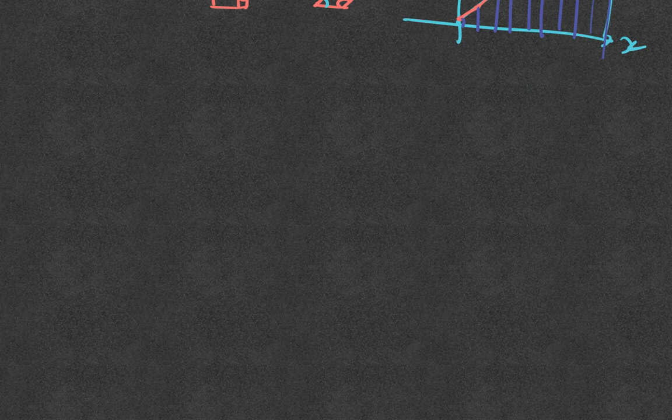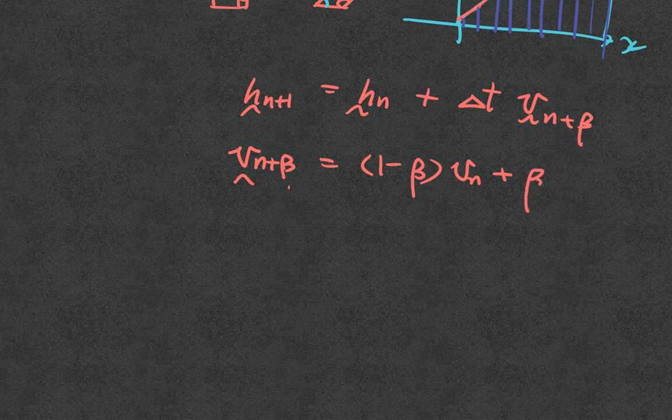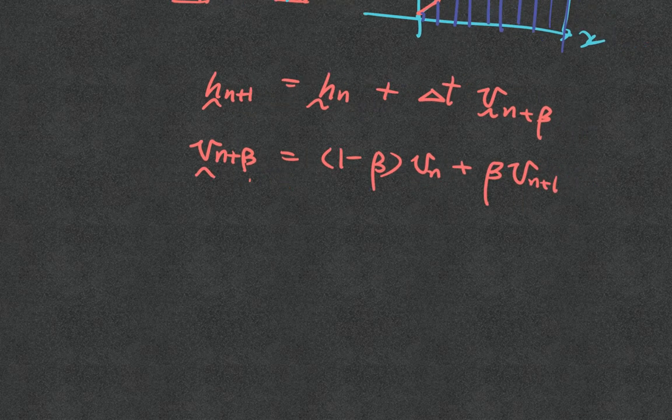So the generalized trapezoidal rule approximates hn plus 1 as hn plus delta t v n plus beta. Okay, I will explain what beta is later. And then I will have v n plus beta, they're all vectors, equals 1 minus beta vn plus beta vn plus 1. Okay, so that beta, as you can see, can be anywhere from 0 to 1. It cannot be bigger than 1, and it cannot go negative, because otherwise you are not taking an average of anything, okay?